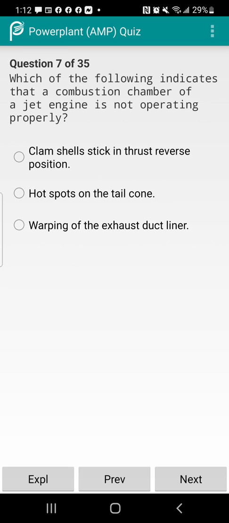Which of the following indicates that a combustion chamber of a jet engine is not operating properly? Hot spots in the tail cone.